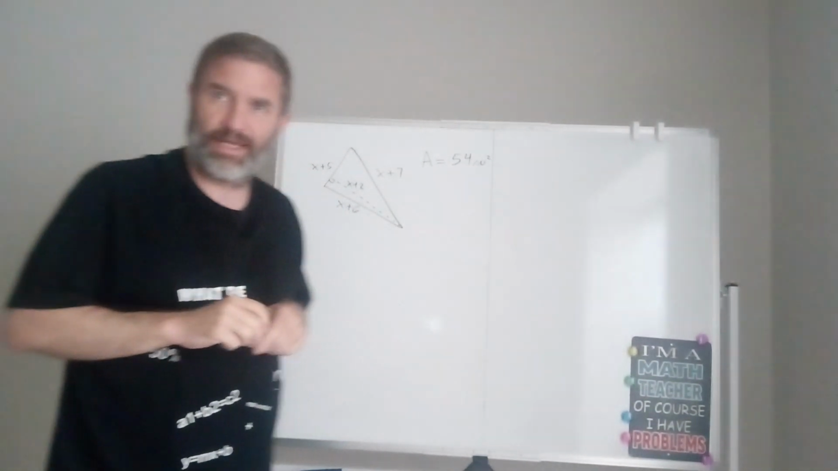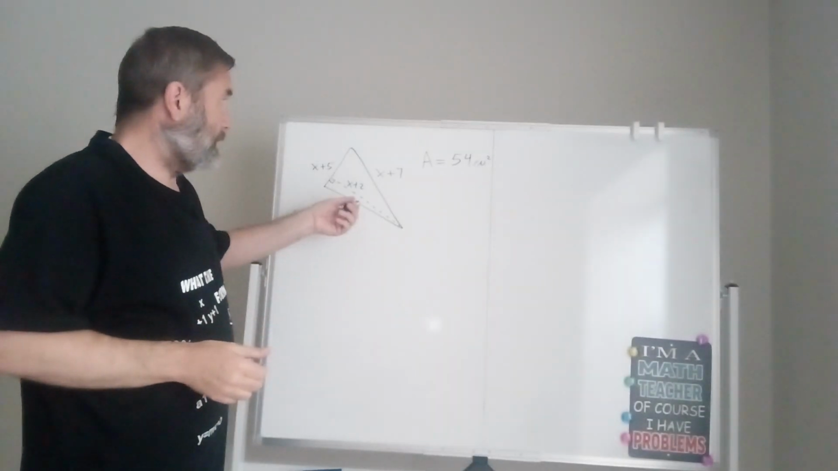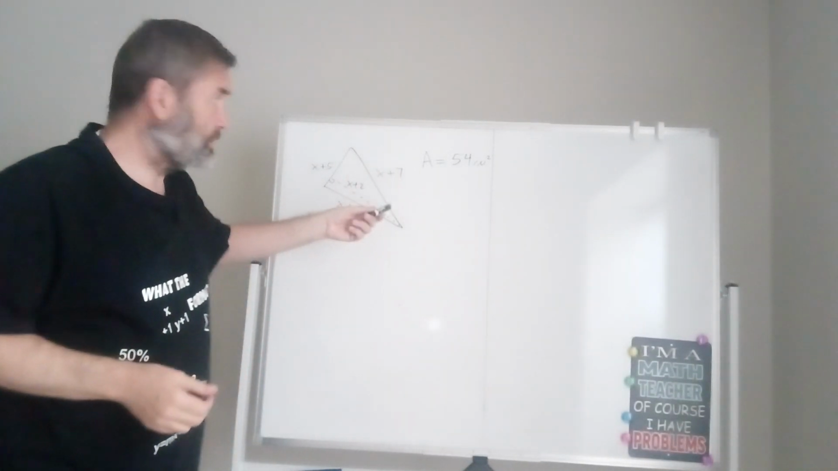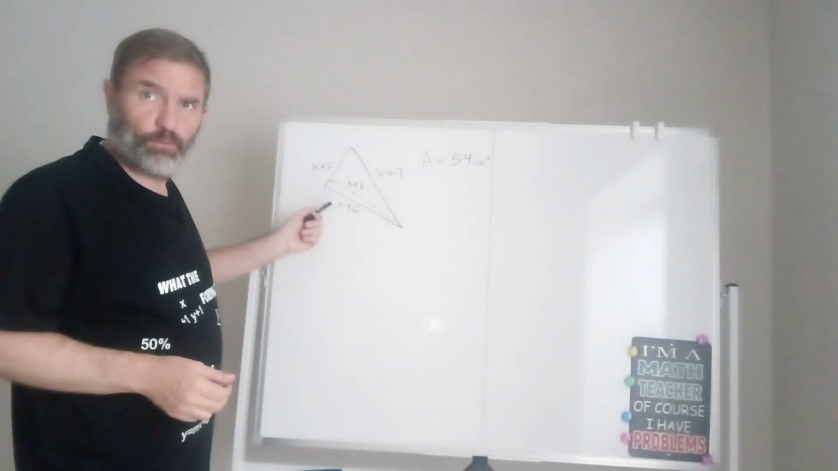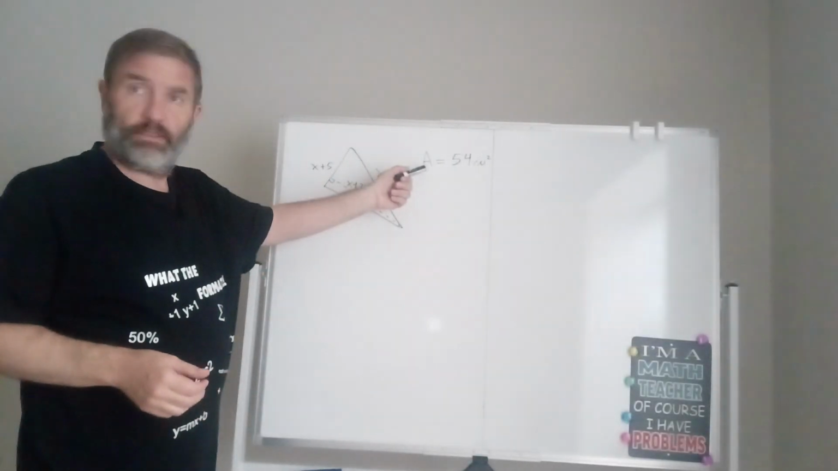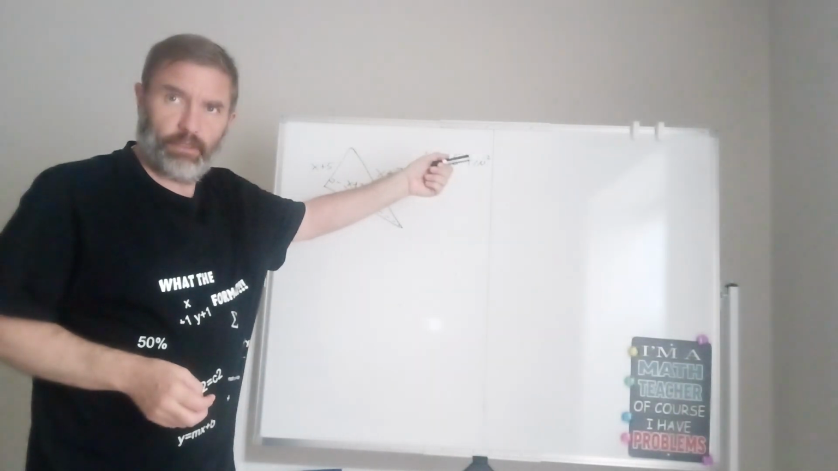Today we're going to go over another example of a problem with a triangle. If you watched the video before where there was perimeter, you'll see it's the exact same triangle with the exact same expressions for the sides and the height. Instead of perimeter, however, I'm giving you the area.